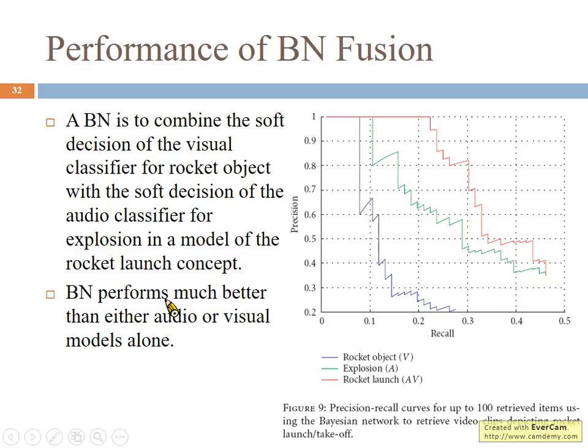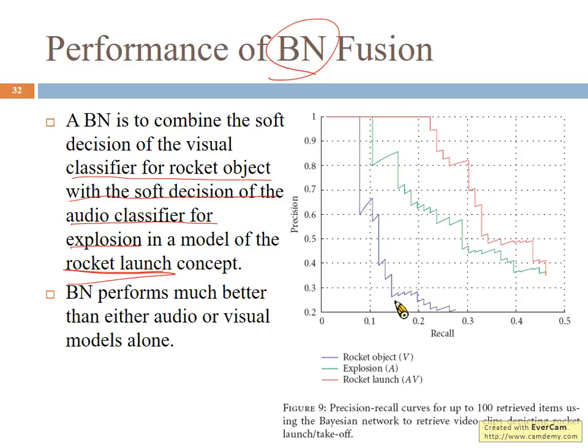So the evaluations mentioned above are all for atomic concepts. But now how about the multimodal concept or the high level concept? Here is the result based on a Bayesian network. A Bayesian network combines the soft decision of the visual classifier for rocket object with the soft decision of the audio classifier for explosion, and then they can find the rocket launch concept.